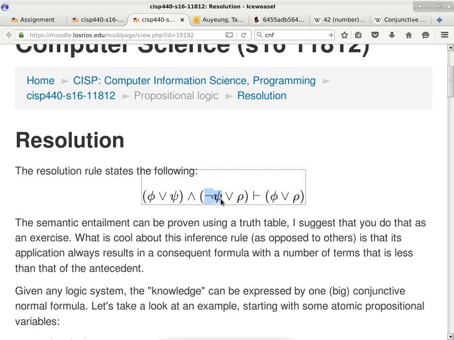We can actually do two different resolutions here. We can resolve this one with this one, get rid of the B and the not B, and then it becomes A or C or not D. We can also combine this one with the last one, because one has a not D and the other has a D. When you get rid of the not D and D, you have not B or C or not E. So couldn't you just combine all of them together? Yes.